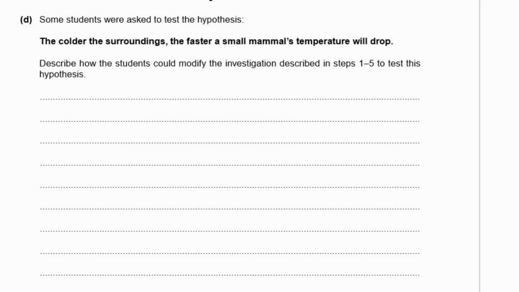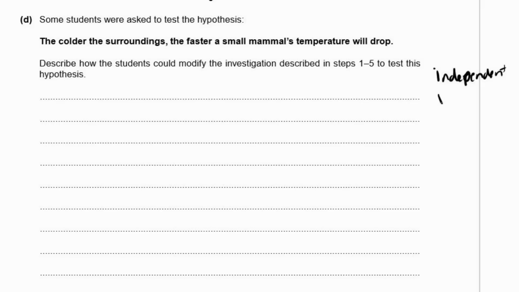All right. D. Some students were asked to test the hypothesis: the colder the surroundings, the faster a small mammal's temperature will drop. Describe how the student could modify the investigation described in steps 1 to 5 to test this hypothesis. Okay, so instead of testing the volume of water, the body size, they're saying how warm or cold the surroundings are. Remember, in an investigation, you need to have an independent variable.